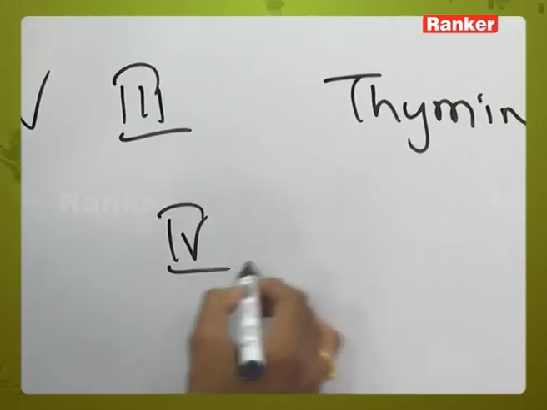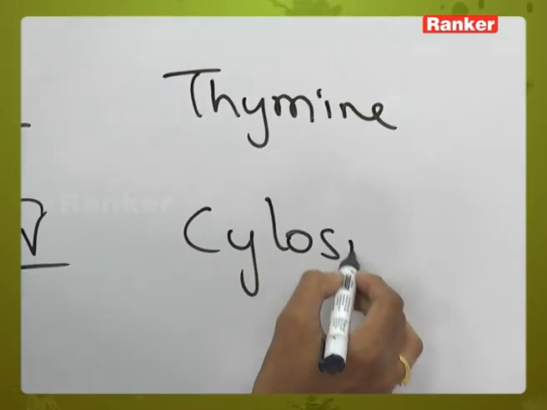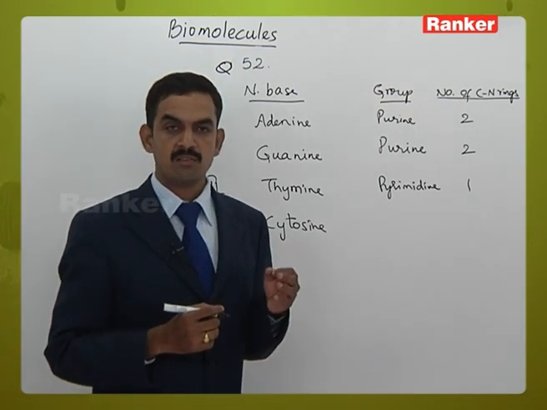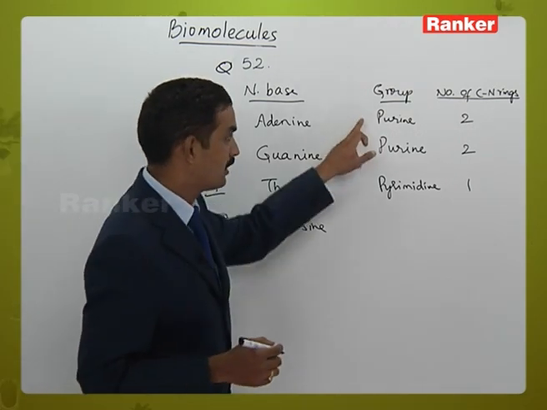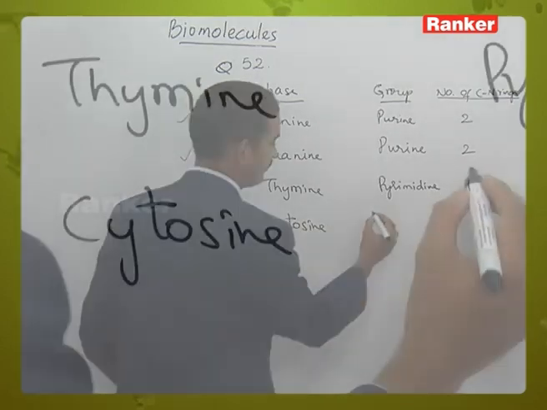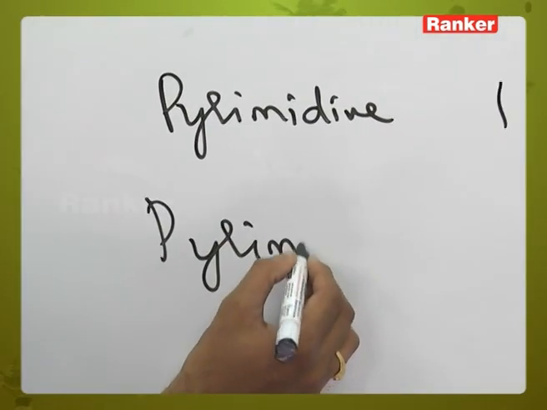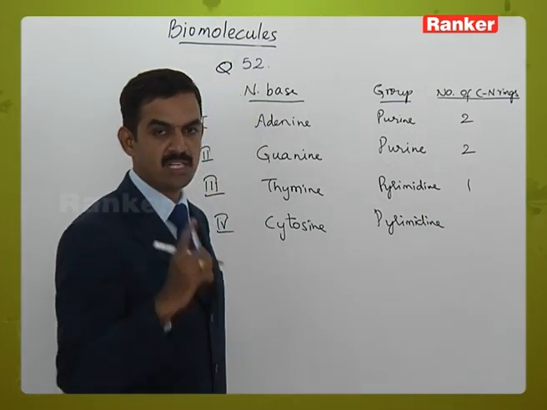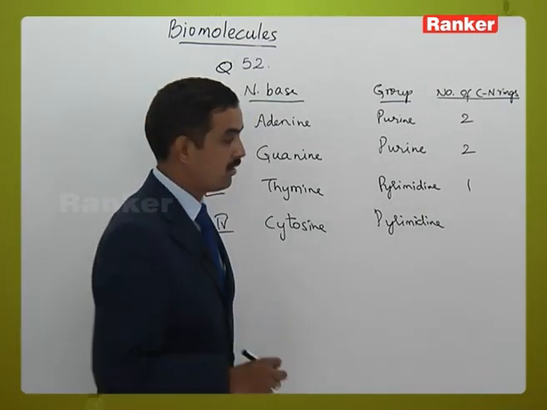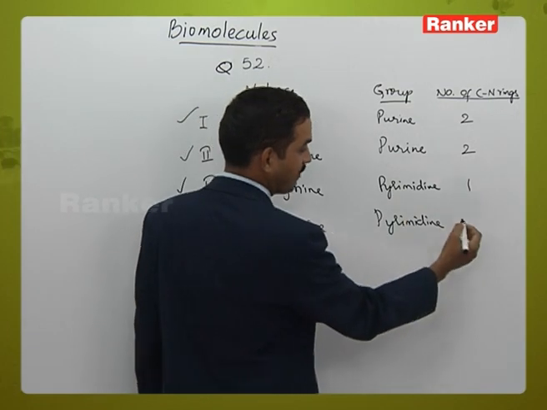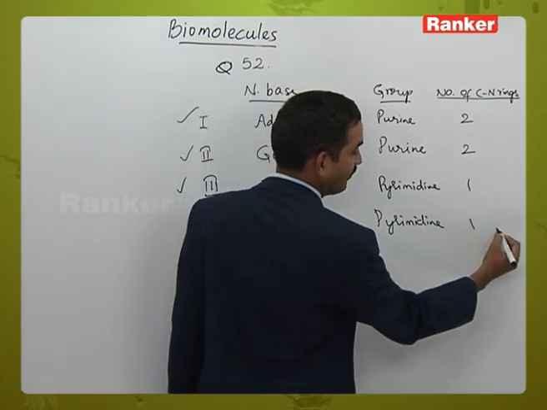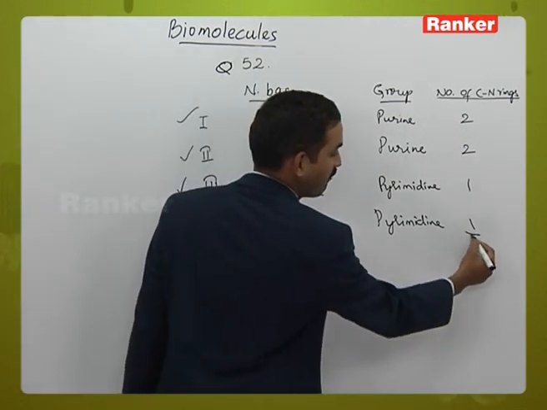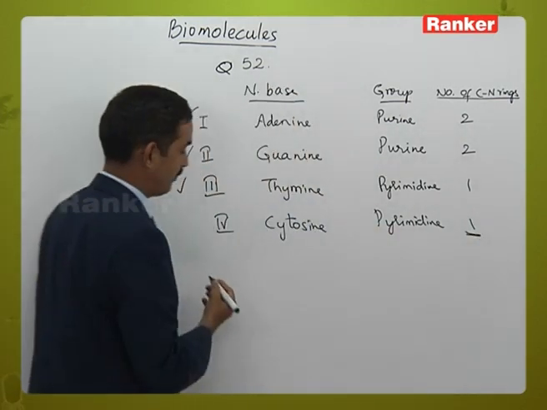Then fourth one, cytosine. Cytosine is a nitrogen base which belongs to a group called pyrimidine. And all pyrimidines contain only 1 carbon nitrogen ring. But in the question, the option that has been given is 2. So here that point is incorrect. Actually it should be 1, but it is given as 2.